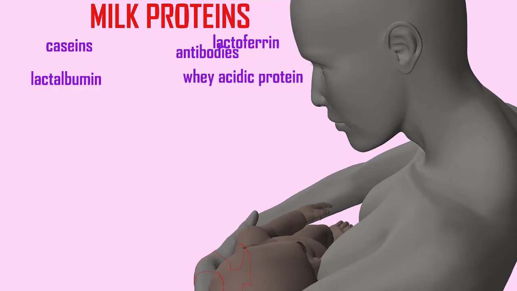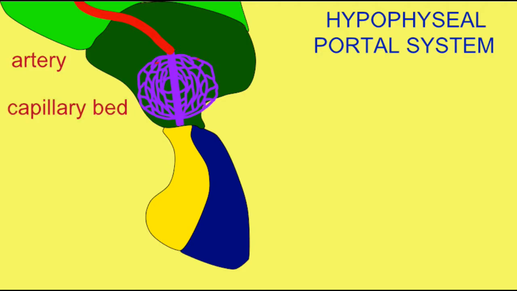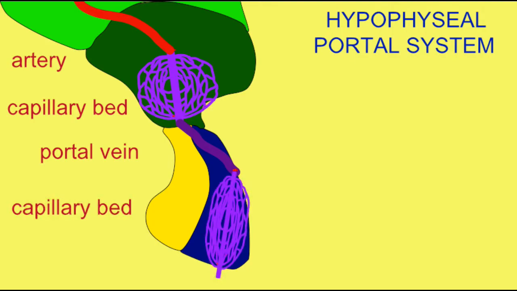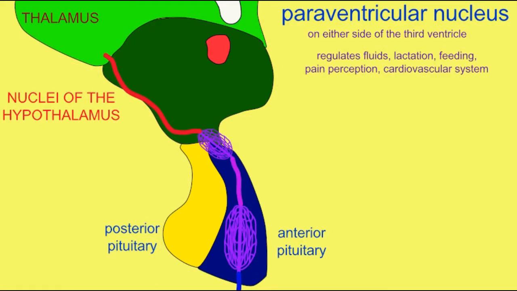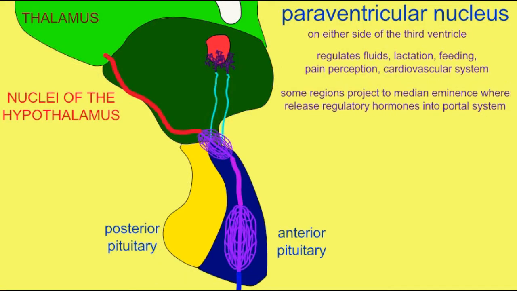Some regions project to an area known as the median eminence, where they release regulatory hormones into the hypothalamic portal system. And so there are capillaries in the hypothalamus, which form portal veins, which then travel to the anterior pituitary, where they form capillaries. And thus, the hypothalamus can produce signals for the anterior pituitary's release of hormones.